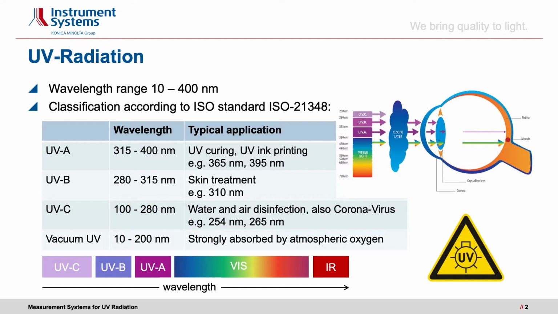UVB, main application in skin treatment, but nowadays the most importance has gained the UVC range between 100 and 280 nanometer because of the applications in water and air disinfection, especially during the coronavirus pandemic. Vacuum UV between 10 and 200 nanometer is technically not so important because it is strongly absorbed by atmospheric oxygen.